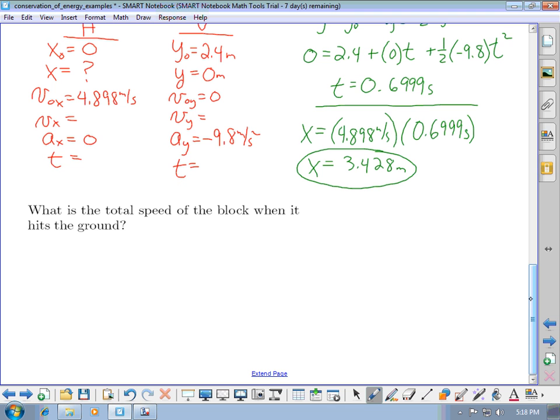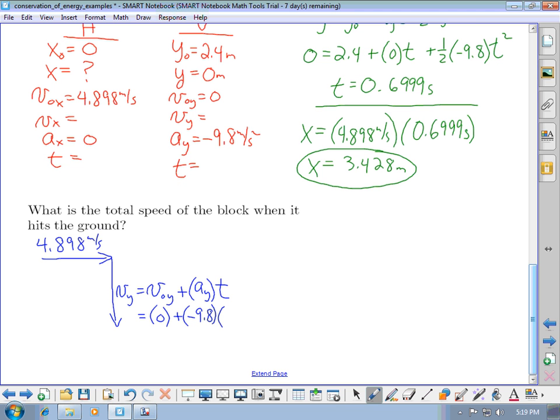So when it hits the ground, we know that the horizontal velocity is still going to be 4.898 meters per second. The vertical velocity is going to be the initial vertical velocity plus the vertical acceleration times the time. But that's 0 because it was not moving vertically at the beginning. The vertical acceleration is negative 9.8. The time we just calculated was 0.6999.